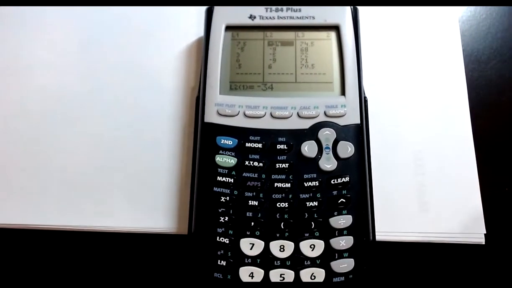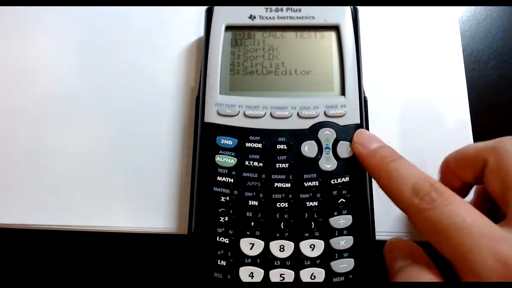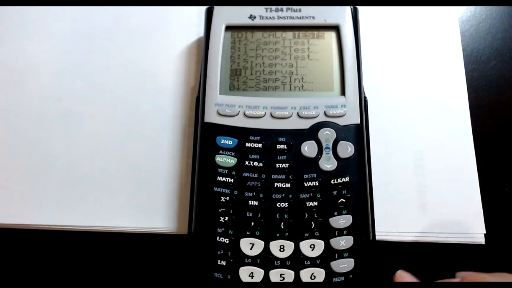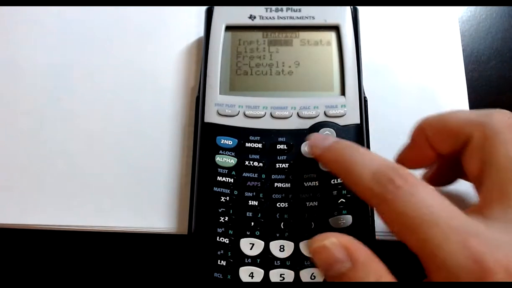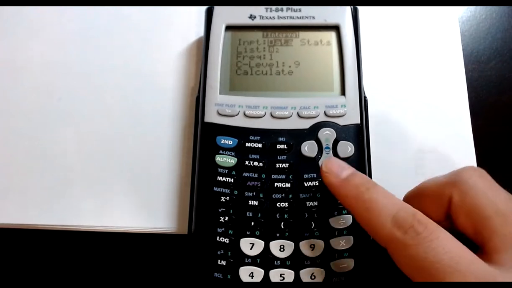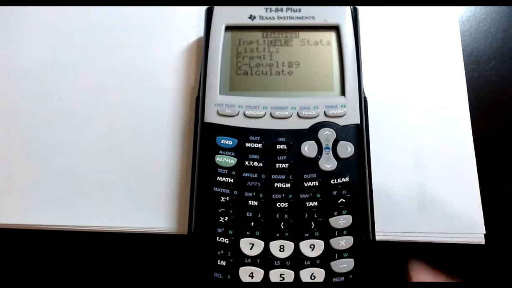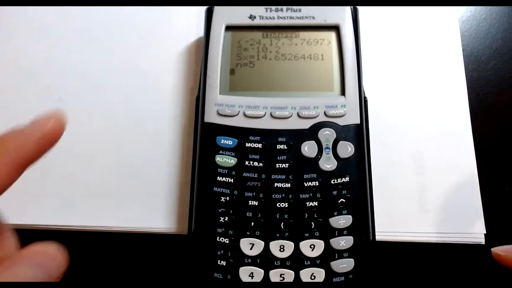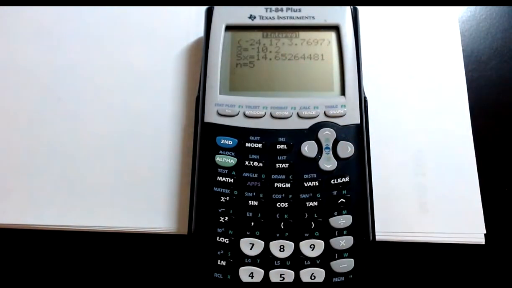So we go to the STAT menu, then we see here TESTS. So we use the TInterval. We choose the Data option, and then you enter the list name, which is L2. Now the confidence level must be not 95%, but 90%. Okay, so we calculate. We got this: negative 24.17 and 3.76, approximately. That's the confidence interval.